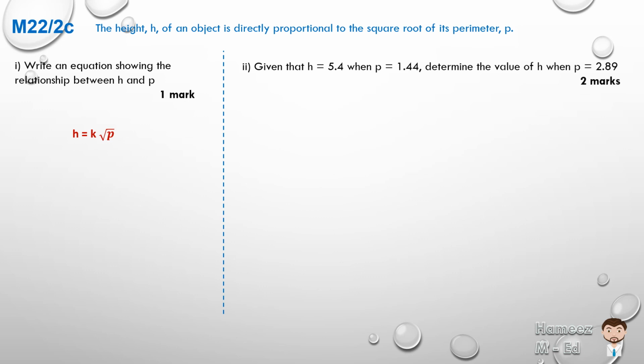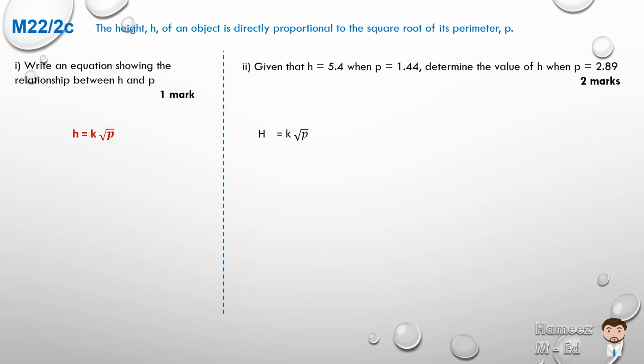Part 2. Given that h is equal to 5.4 when p is equal to 1.44, determine the value of h when p is equal to 2.89. So there are a couple different ways to do this. One way is to recognize that in the formula there are 3 variables, h, k, and p. And in the first piece of information, h is equal to 5.4 and p is equal to 1.44. They gave us 2 bits of information. So we can substitute into there and solve for the third piece, which is k.